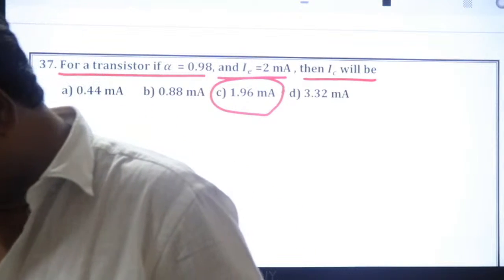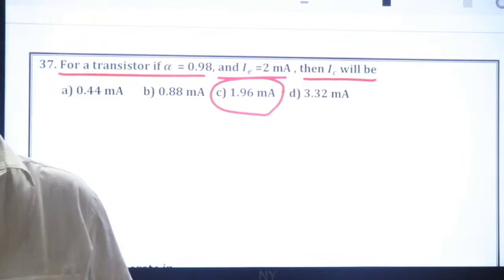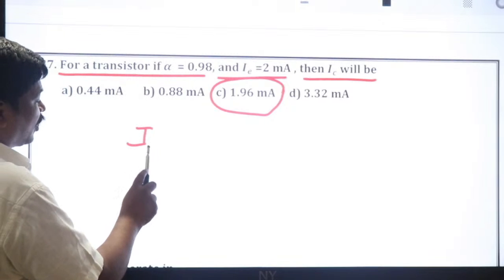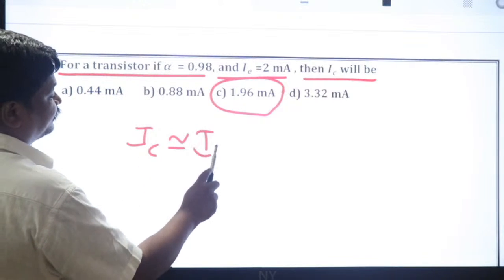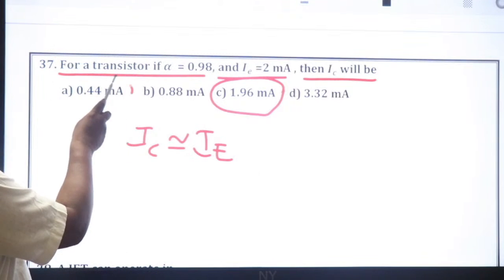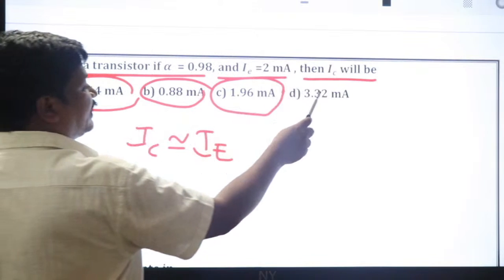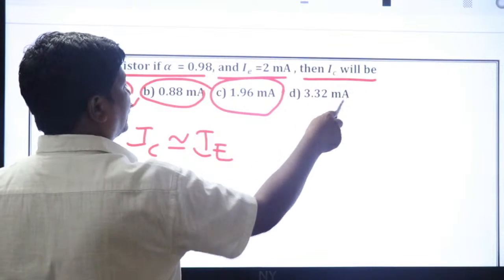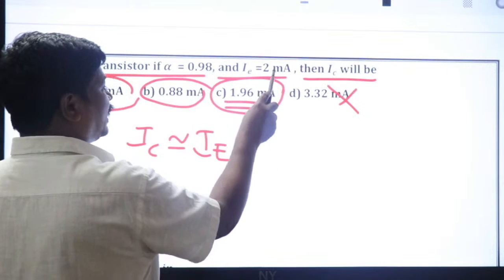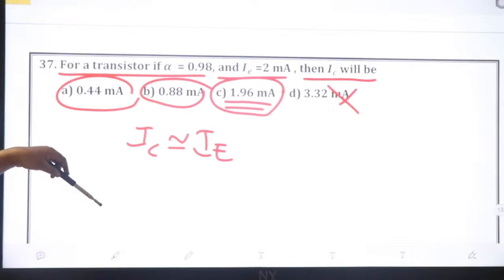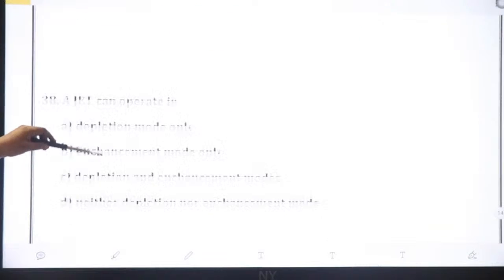How did I answer that C? Collector current is approximately equal to emitter current. See here, this is very far from the emitter current, and this is also away from the emitter current. Collector current can never be greater than emitter current. It is only near to that and less: 1.96 milliamperes.